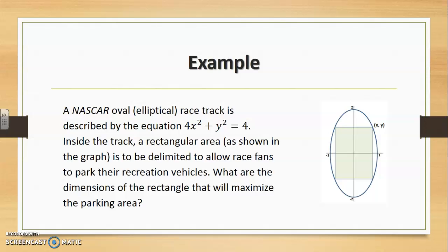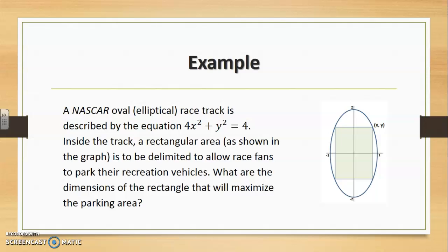Here's an example that will require that we model both the objective function and the constraint, and then lead on to finding the maximum value. So here is a NASCAR oval, so it's an elliptical racetrack, and is described by the equation of an ellipse, 4x squared plus y squared equals 4. Inside the track, which is shaded in the picture, a rectangular area is delimited to allow fans to park their recreational vehicles. What are the dimensions of the rectangle that will maximize the parking area?